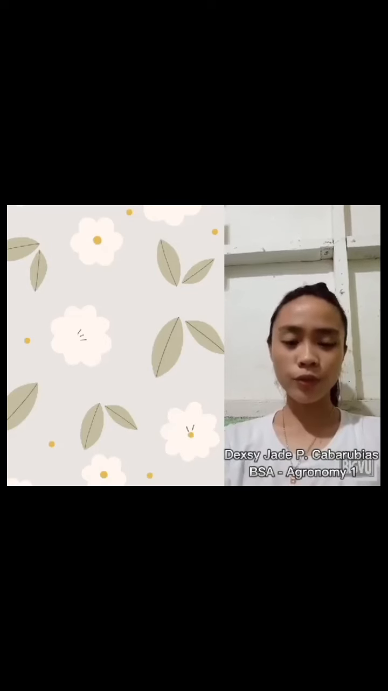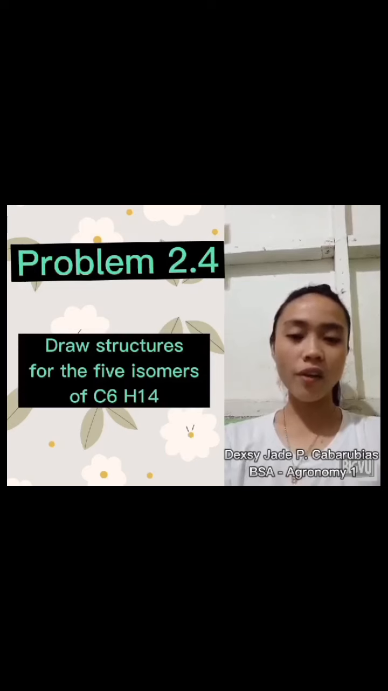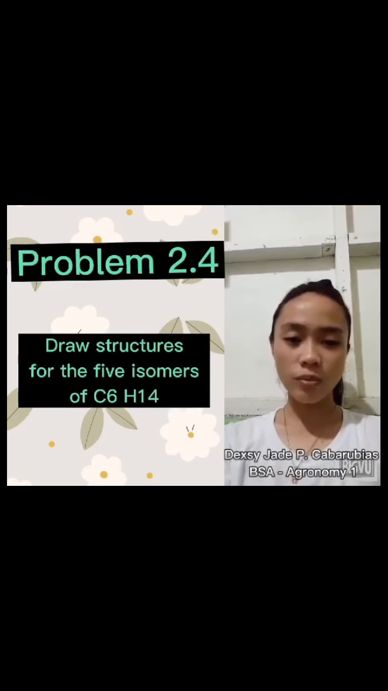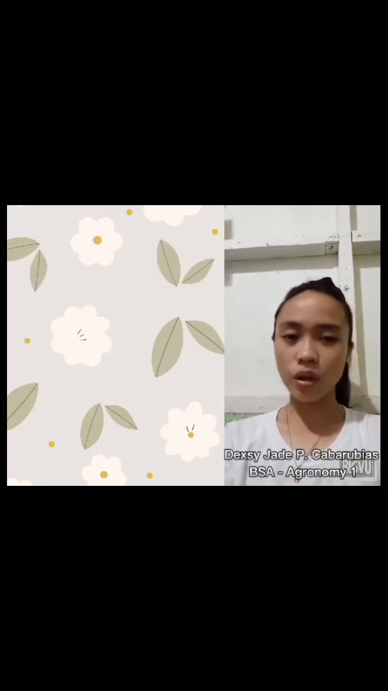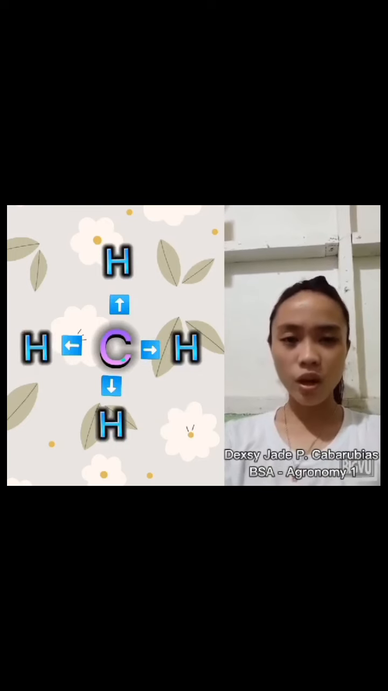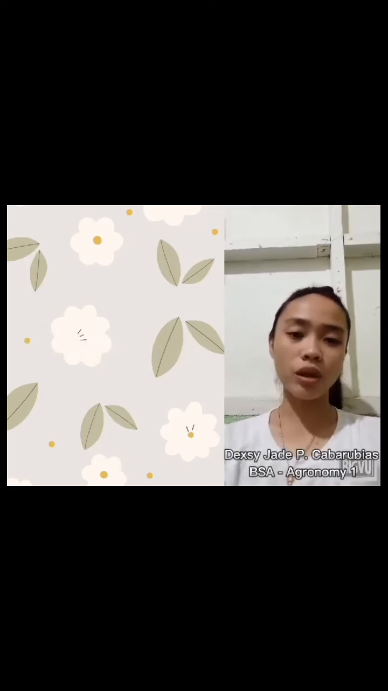Problem 2.4. Draw structures for the 5 isomers of C6H14. Isomers are compounds that consist of the same number and kind of atoms, arranged in a different order. For example, carbon C can form 4 bonds. So for long hydrocarbon molecules, many constitutional isomers are possible.